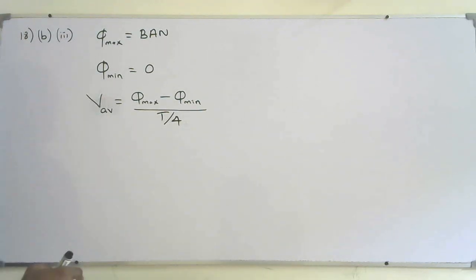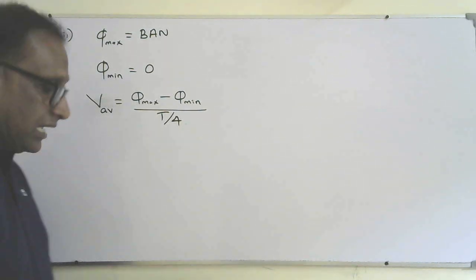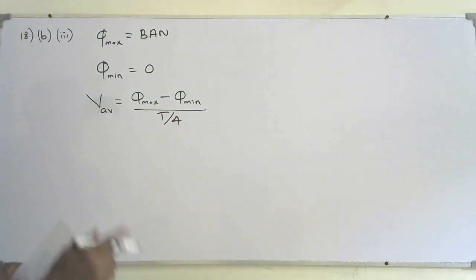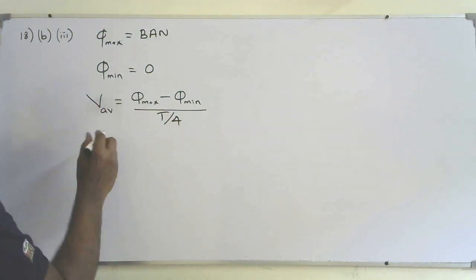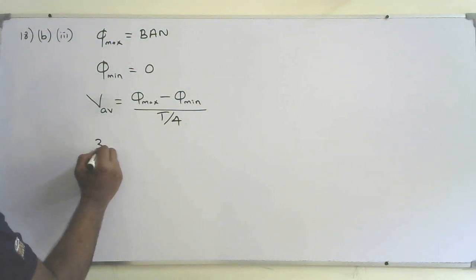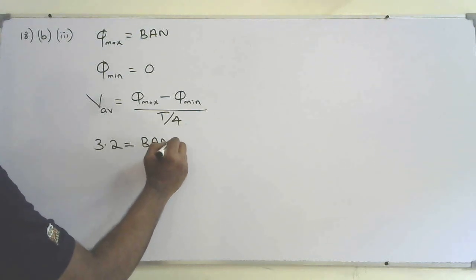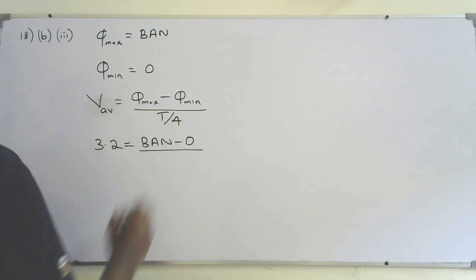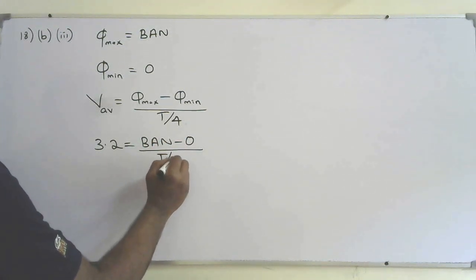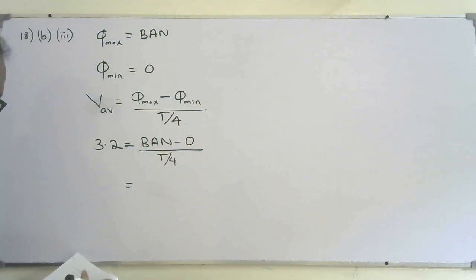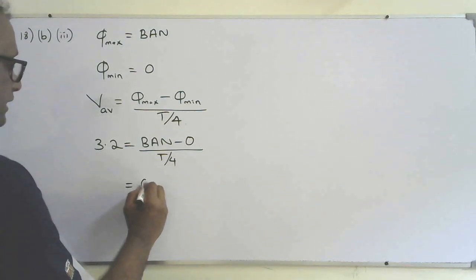So now we can use this equation to find the unknown quantity, that is the number of turns, right? So here we know the average, that is 3.2, phi maximum BAN, phi minimum 0, and T by 4. We'll substitute the values. B, we know the value of B given for the magnetic flux density, that is 0.083.